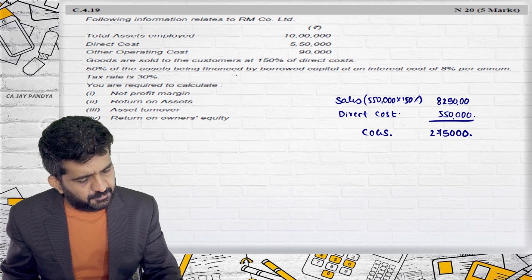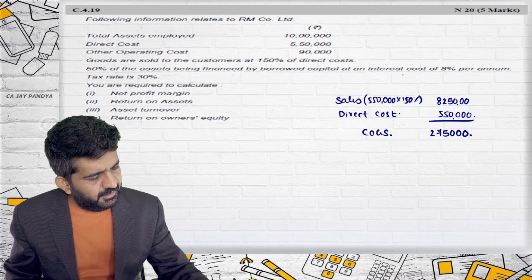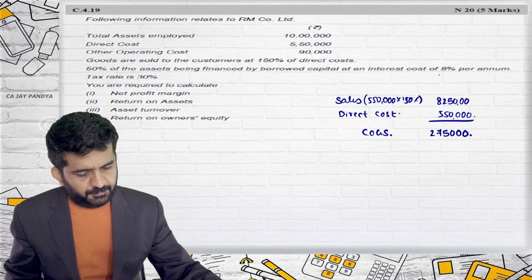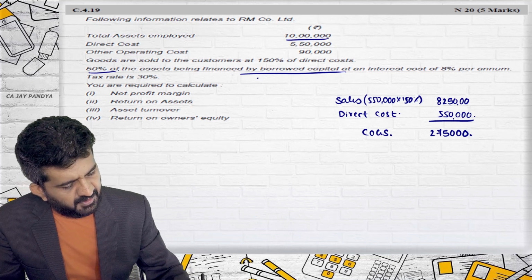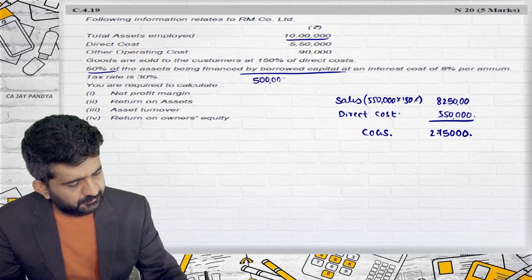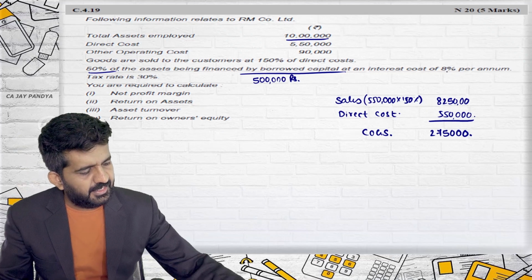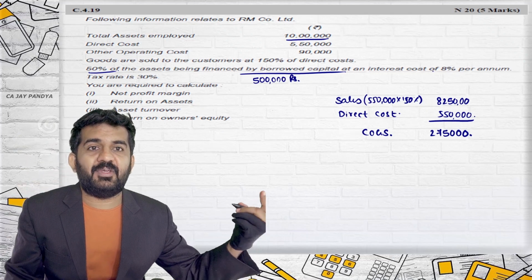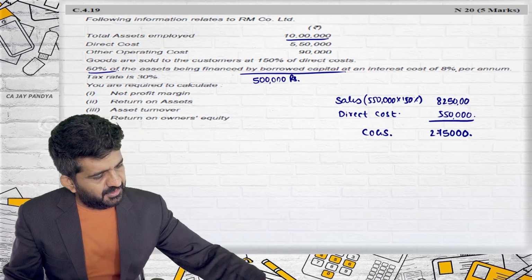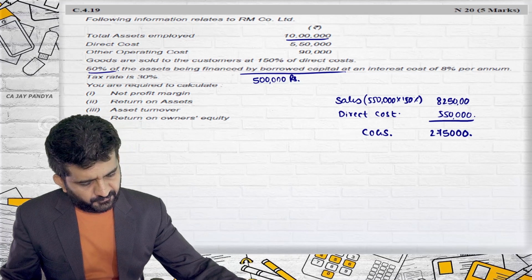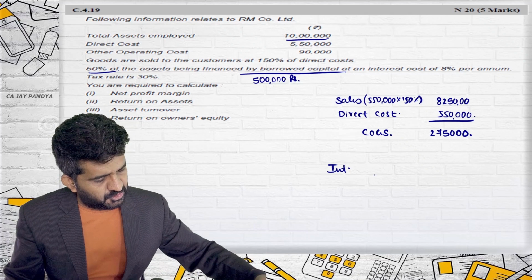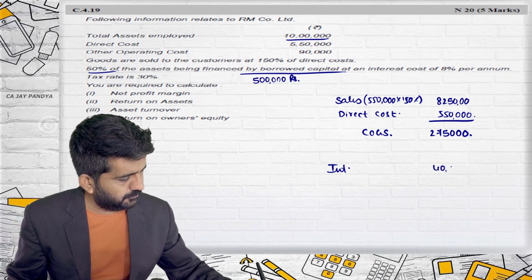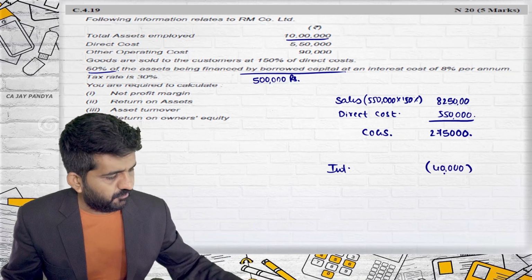50% of the assets being financed by borrowed capital at an interest rate of 8%. So borrowed capital will be 5 lakhs at an interest cost of 8% per annum. So my interest will be 40,000 rupees.